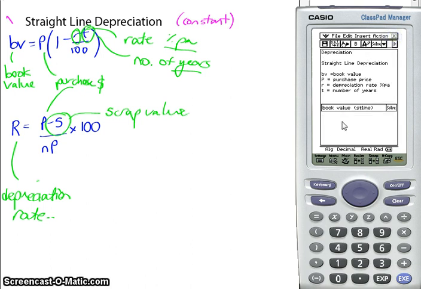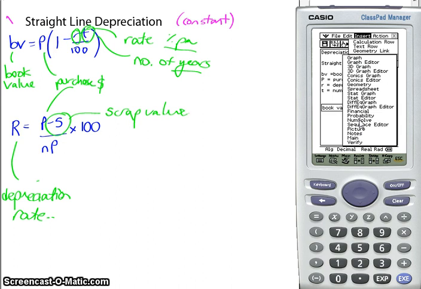I'll just close that out. Come back to my activity. Now I've got another rule that we need to put in. We've got to put in this one here about finding the depreciation rate, where I can use the scrap value. So I'm going to insert another strip, num solve again.